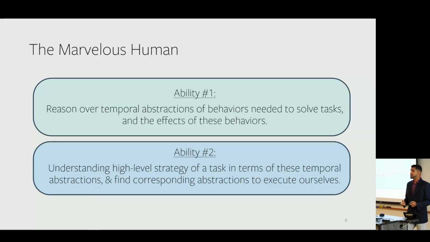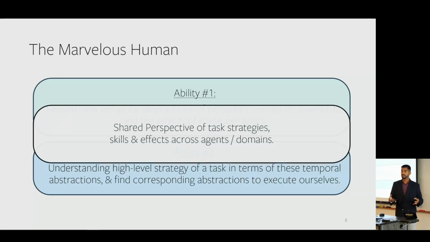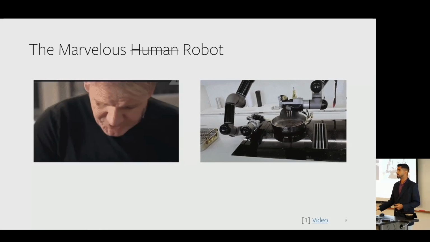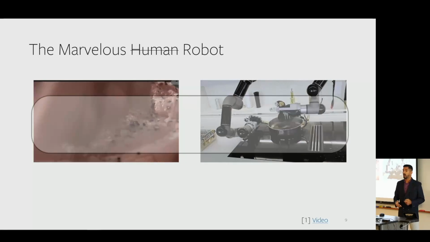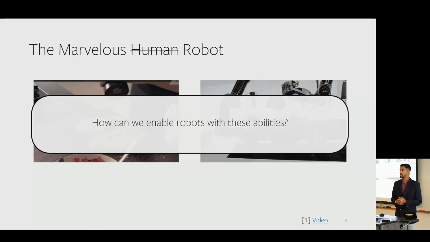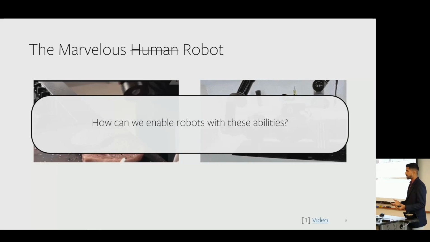Now, these two abilities together offer us a shared perspective of the strategies that people use to solve these tasks, the skills and the effects that these skills have across both the demonstrators and learners, agents, and domains. Now let's consider a robot trying to cook you this dish by watching a professional chef cook this dish. How do we enable robots with these two abilities that humans have? That's the core question that my thesis has been trying to answer.